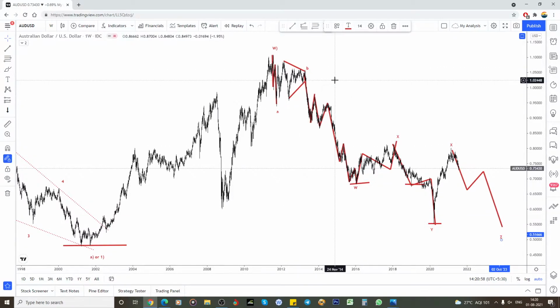Here one ABC is a single correction. So this is the connecting wave. One ABC got completed. So again this is the connecting wave, which means this is a double correction that ended here, and this is a triple correction.